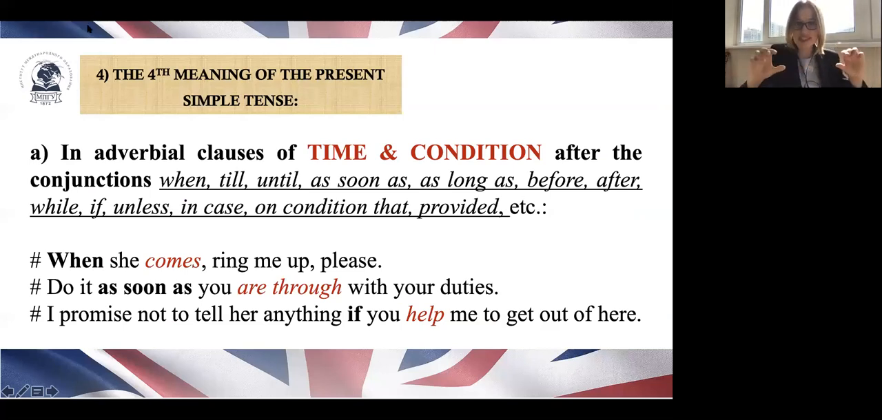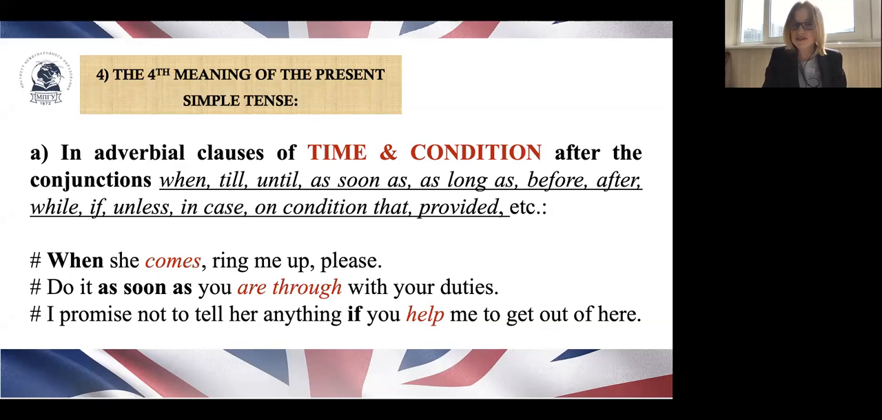So a part of it is connected with when we have a big complex sentence. In this case, we say that in adverbial clauses, when we have time and condition in sentences, and when we have these conjunctions: when, till, until, as soon as, provided, on condition that, in case, unless, if, while, after, before, as long as, in this case, we use the present indefinite tense in this part of the sentence. Let's take a look at the examples below.